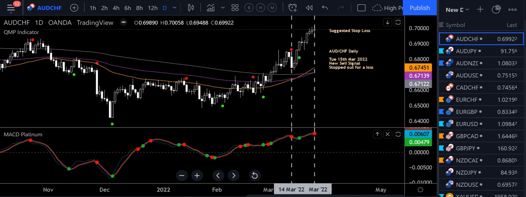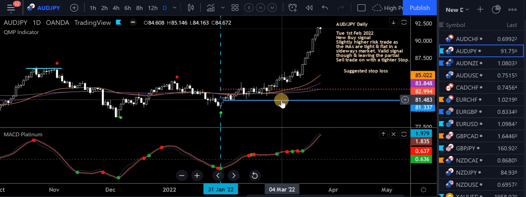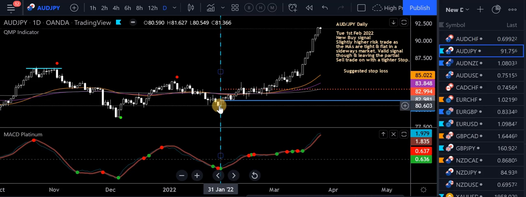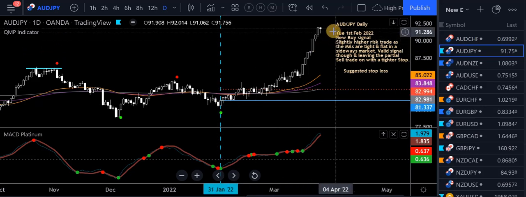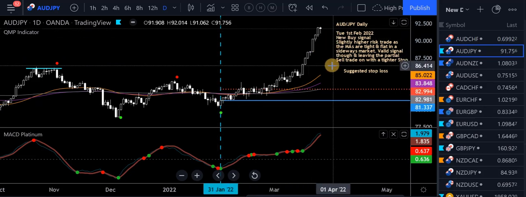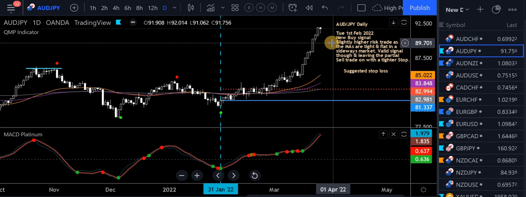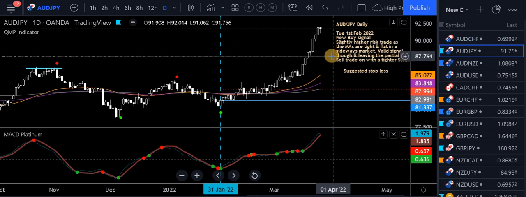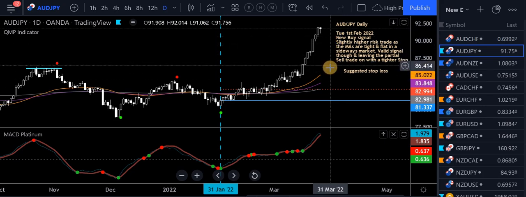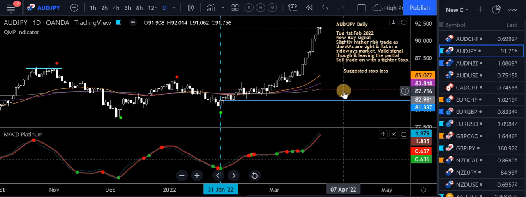So let's start. Nothing on the Aussie Swiss, so let's not even bother with that one. Aussie Japanese yen in a buy back here, which is 1st of Feb. You'll see on my charts, you'll see notes. Any notes on the right normally refer to the most recent trade. So you'll see the pair, the date, and what the signal was, and my thoughts on the setup and why I took it, etc. The stop loss is down here now.